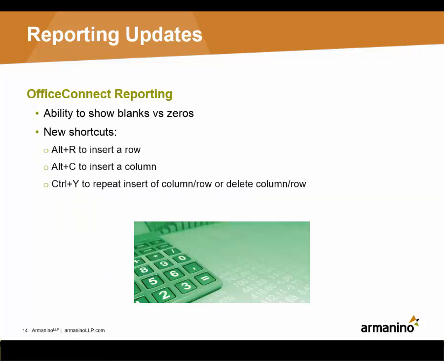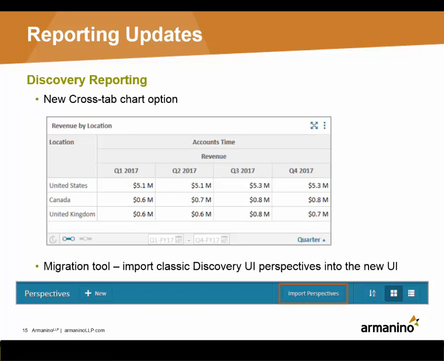Office Connect reporting. We now have the ability to show zeros or blanks within Office Connect. There are also some new handy shortcuts that have been listed. Within our discovery reporting, you can use the new cross-tab chart option. This allows us to visualize data in a grid table to analyze the effect of different dimensions on actual and planned data. There is also a new migration tool. This allows you to import classic discovery UI perspectives into the new UI.